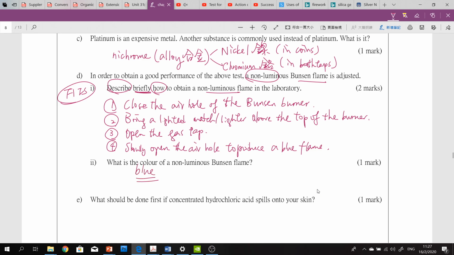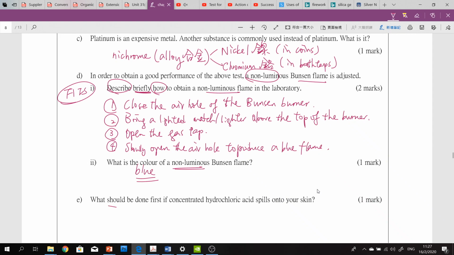Remember, blue color. Why do we use a blue flame instead of a yellow or luminous flame? Because you may find some other flame color, like golden yellow for sodium compounds. If you use a yellow flame, it may interfere with your result and mask your observation. So you had better use the blue flame for easy observation.